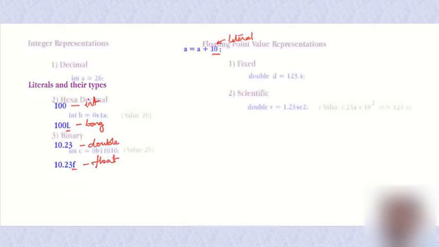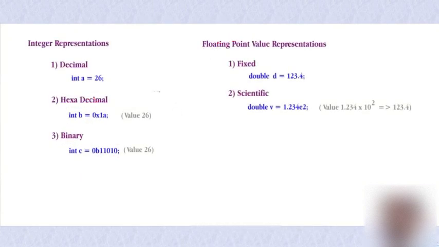Also, integer literals could be represented in 3 different formats, that is decimal, hexadecimal and binary. In this example, 26 is written in decimal form. When we prefix 0x, it means it is a hexadecimal number. When we prefix 0b, it means it is a binary number. Binary format is supported from Java 8.